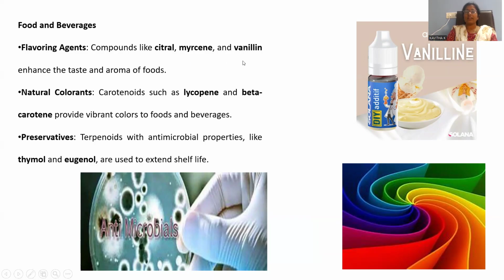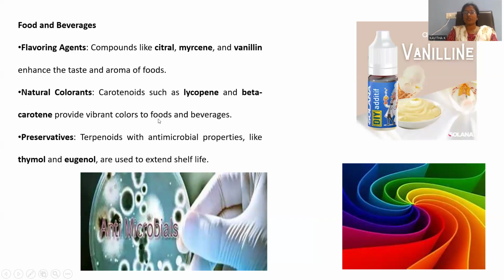Myrcene will be there, and vanillin. Vanillin is the flavor. Vanilla ice cream, everybody is aware, vanillin is the flavor. That is the oil we are mixing in order to make that material more delicious, right? So the aroma of the food can be enhanced, and that will give the most pleasant taste, right?